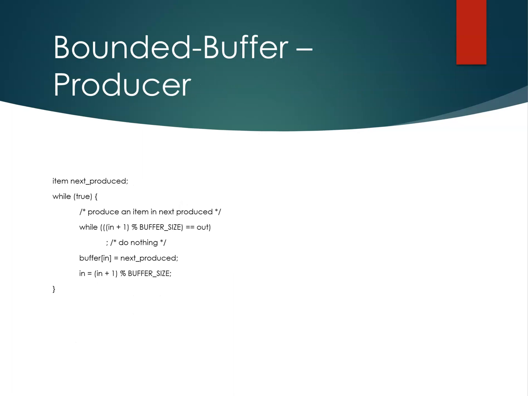We then would produce an item in a process. It's while true, produce an item in next produced, and while we're full, we're going to do nothing until we're no longer full. Now remember, the converse is we reduce it working in another process, so it will free up this buffer, and it works because we have shared memory. So here we get stuck waiting for an opening, and now we produce the item, and we update our buffer size.